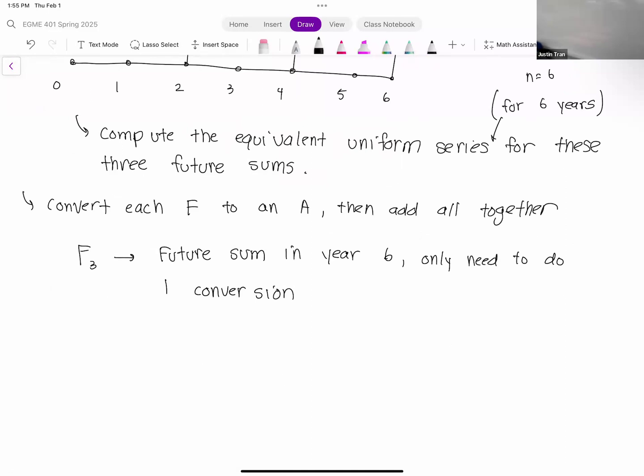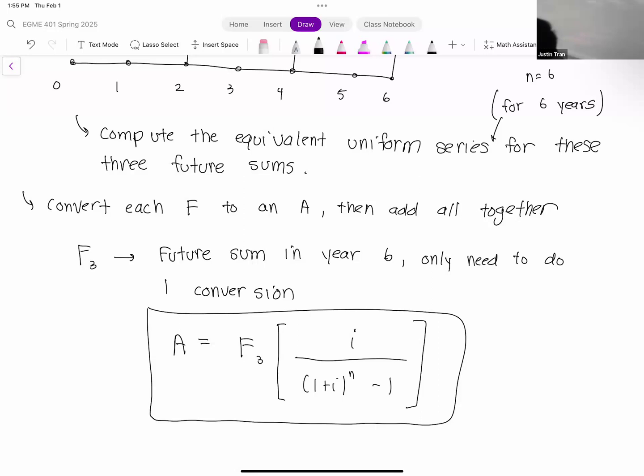All right, and so for this, we're going to use our inverse formulas. We have A is equal to F, in this case, F3. I didn't give you an interest rate this time just because we're doing everything with symbols. I'm just showing you the logic of the conversions. All right, so this will be A is equal to F3 times quantity I divided by 1 plus I to the N minus 1. All right, so that's good.